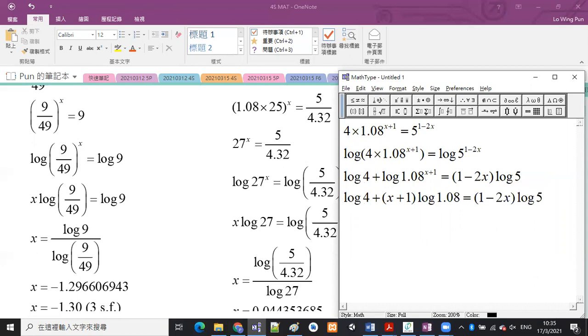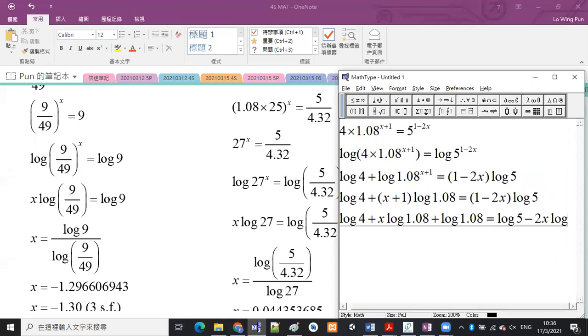And then, because we want to find the value of x, we need to separate the terms with x and the terms without x. So I need to expand this bracket, and need to expand this bracket. Okay, so it becomes log 4 plus x log 1.08 plus log 1.08. And then right hand side is log 5 minus 2x log 5. Okay.